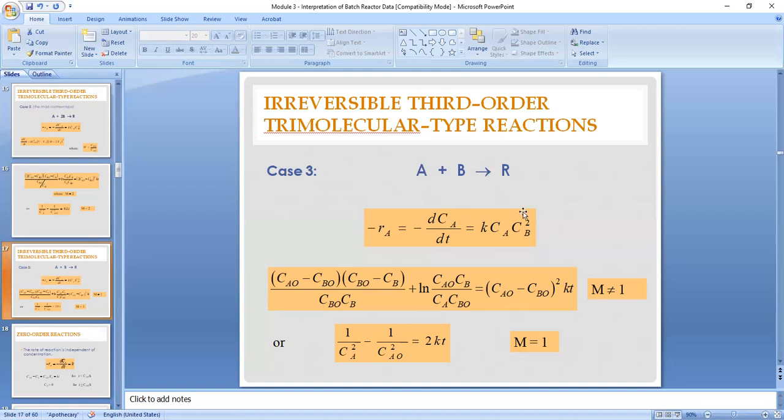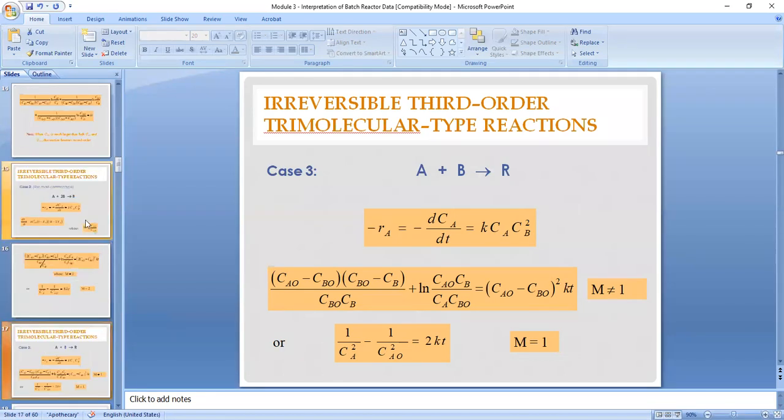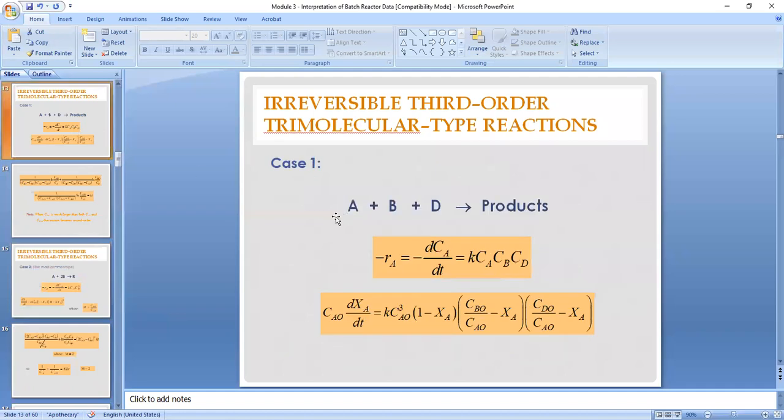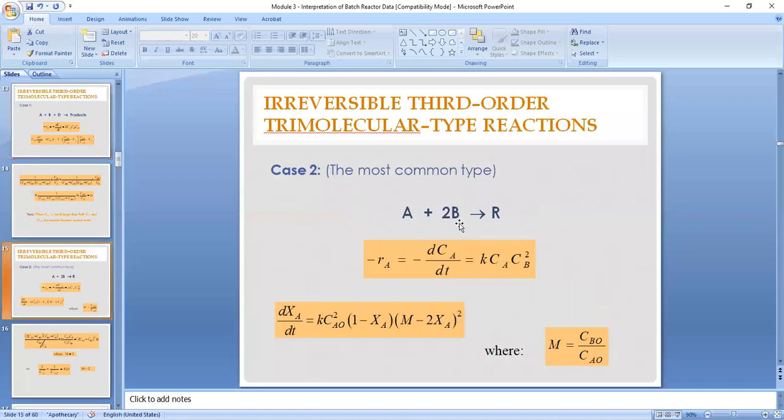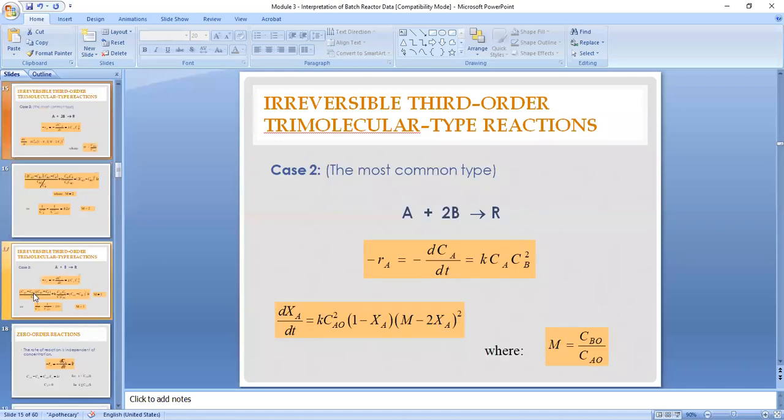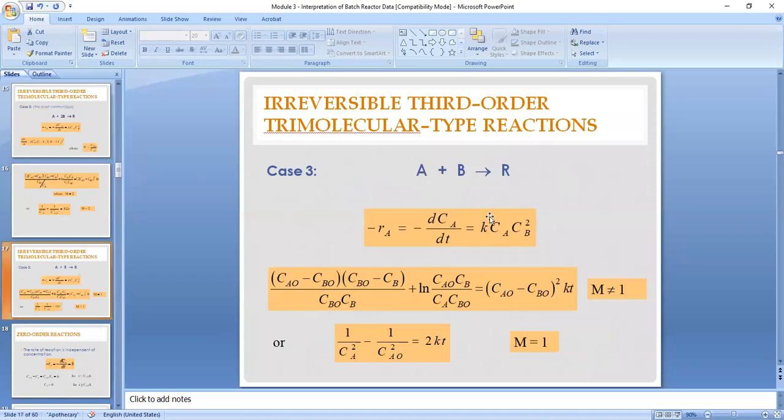Again, you can use these 3 sets of formulas whenever applicable to a given scenario described by the problem. So far, do you have any questions for third order? We have 3 cases. Case 1 is elementary, having 3 different species. Case 2 is still elementary, having 2 species. And case 3 is non-elementary. So this is for the third order type of irreversible reaction. We're done with the first order and the second order.